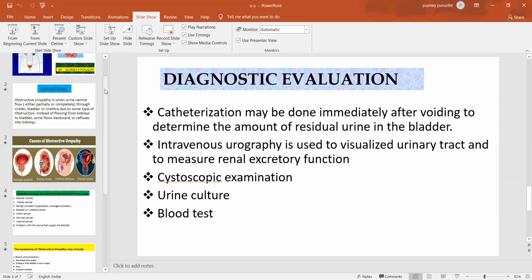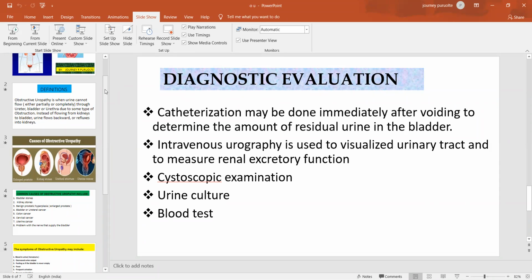And then next is intravenous urography. This intravenous urography is mainly used to visualize the urinary tract and to measure the renal excretory function. It is performed to visualize our urinary tract, it might be the upper urinary tract or the lower urinary tract. So this intravenous urography helps us to visualize the urinary tract and measure the renal excretory function.